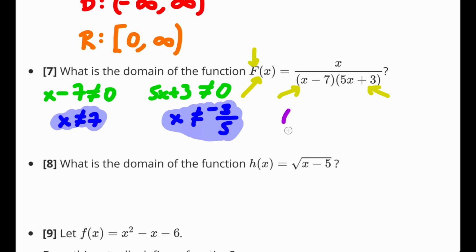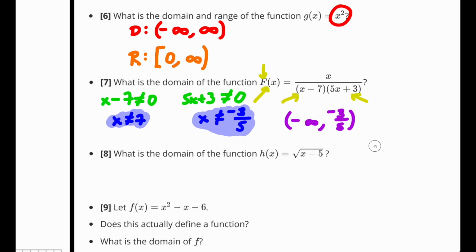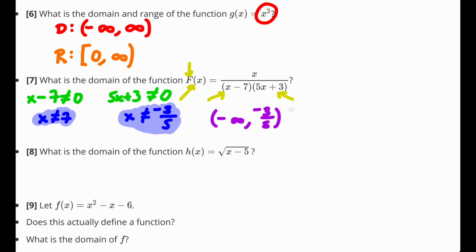So we're basically going from -infinity, and then eventually the first hiccup we're going to have is the -3/5. You cannot have -3/5 because you'd be dividing by 0. So writing this interval notation would look like that. Union, now we're going to go from -3/5, and then it stops at 7. And then another union, and then it's 7 to infinity.